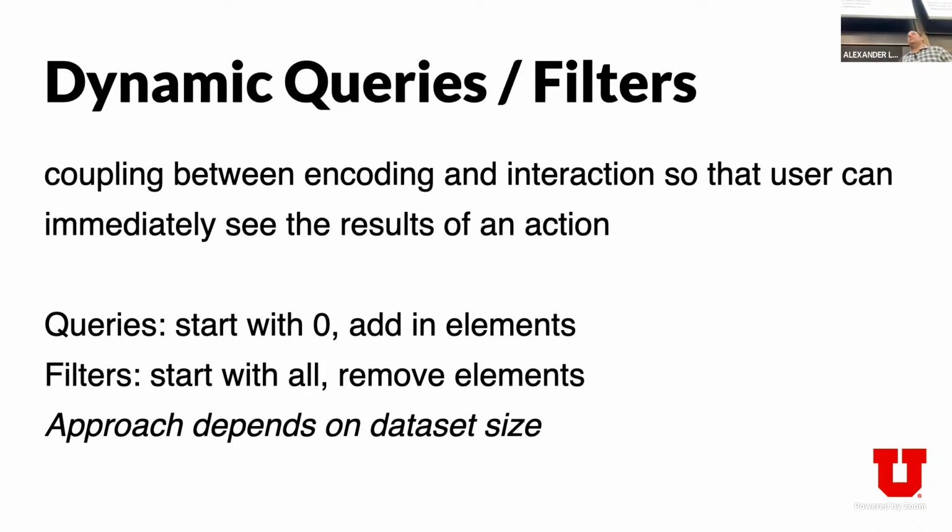The filter makes sense especially when you have the overview first, zoom and filter, details on demand paradigm. Which approach you take depends on your task, on the dataset size, and on whether you have a good overview, right? If you don't have a good overview and your dataset is huge, you probably want to start with a query. If you have a reasonably sized dataset that you can have a nice overview visualization for, you might want to start with an overview and then let people filter down.